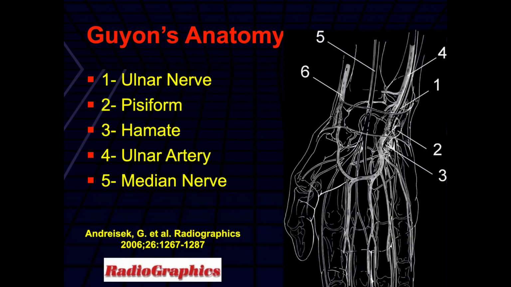So in looking at Guyon's canal, we have the ulnar nerve coming down through here. Then we have the pisiform bone and the hamate, which is deep in here. And then we've got the ulnar artery, the median nerve, and in this particular case other locations. Notice that the vessels come down and make an arc here, and then you've got the digital vessels coming off of that. So this is the area of Guyon's canal, right in through here.